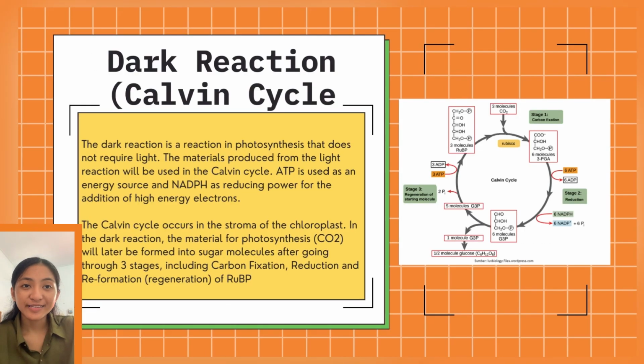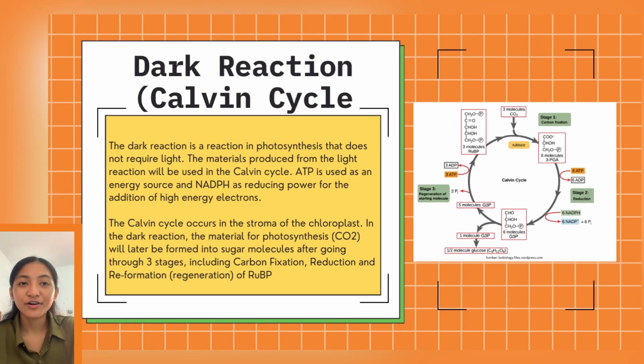The next and last stage is the dark reaction, or Calvin cycle. The dark reaction is a reaction in photosynthesis that does not require light. The Calvin cycle occurs in the stroma of the chloroplast. In the dark reaction, the material for photosynthesis, carbon dioxide, will be formed into sugar molecules after going through 3 stages, including carbon fixation, reduction, and reformation or regeneration of RuBP.